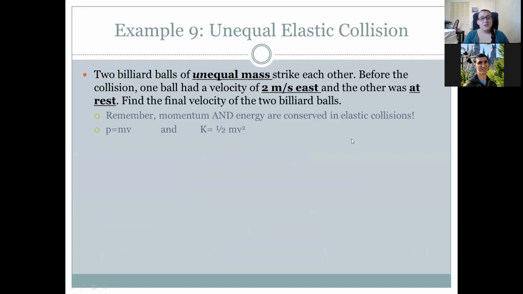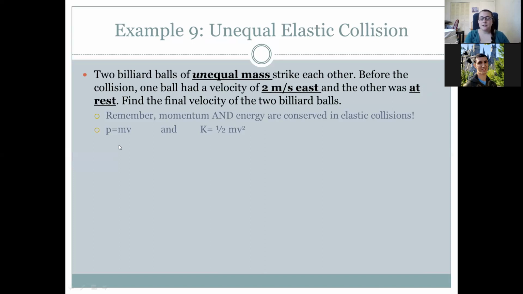Okay, so now we're going to look at an example where our two balls do not have an equal mass, and we'll see how that affects this scenario. I don't know why you would have billiard balls of unequal mass, but let's just say somebody's cheating. Okay, so two billiard balls of unequal mass this time strike each other. Before the collision, one ball has a velocity of 2 meters per second east, and the other was at rest. Find the final velocity of these two billiard balls.